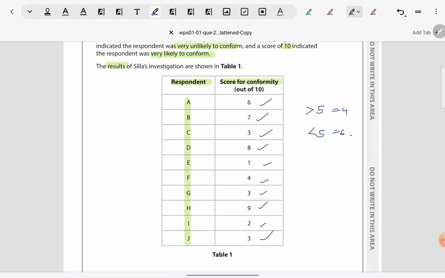Again, it's not that many students feel lazy. Who will write this whole thing, 6 plus 7 plus 3? What are you going to achieve by saving 5 or 10 seconds?